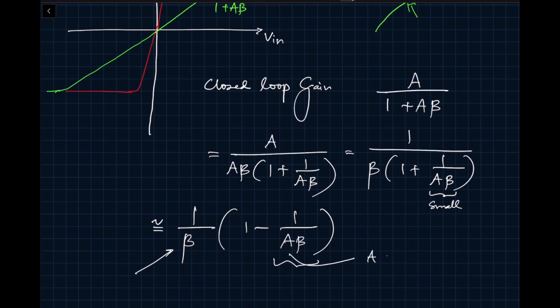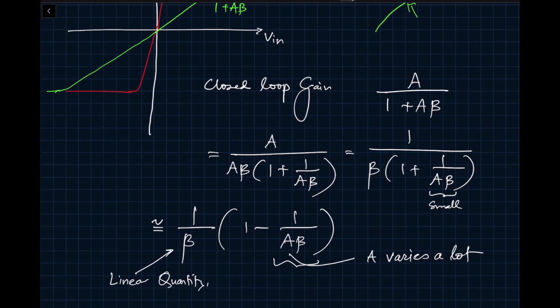So A varies a lot because A is implemented using transistors and they can be nonlinear. But beta is implemented using ratio of resistors or ratio of capacitors, and they are very linear. So overall effect after closing the loop using feedback is we get higher linearity.